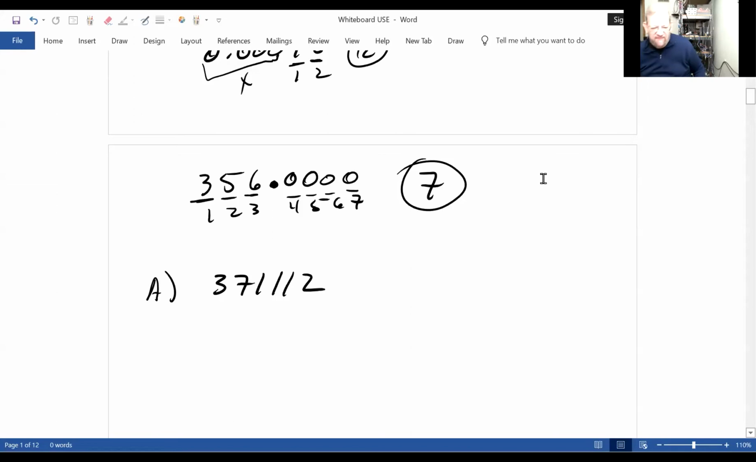How many significant figures? All non-zero numbers are significant. 1, 2, 3, 4, 5, 6. And therefore, this has 6 significant figures.